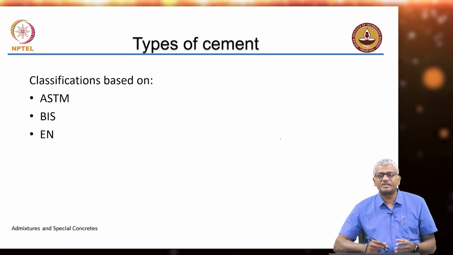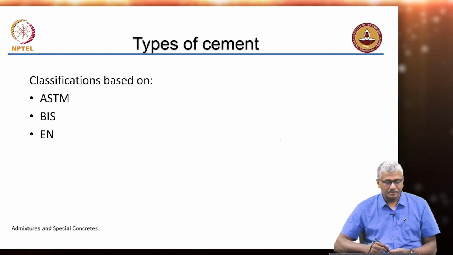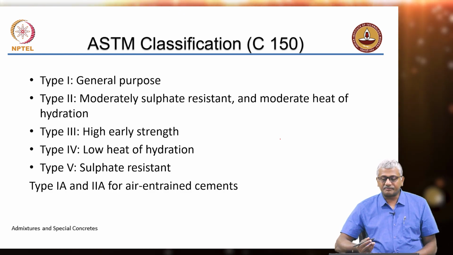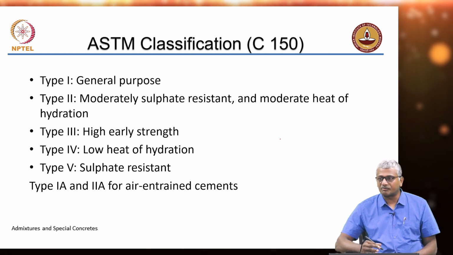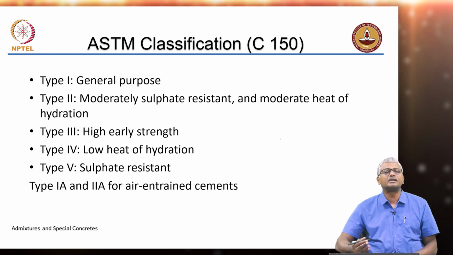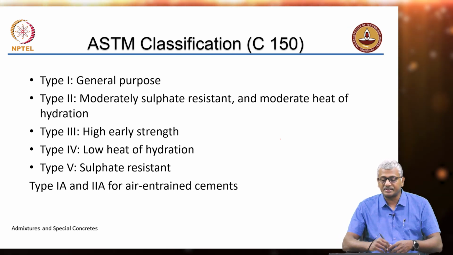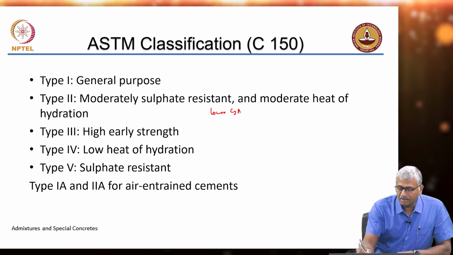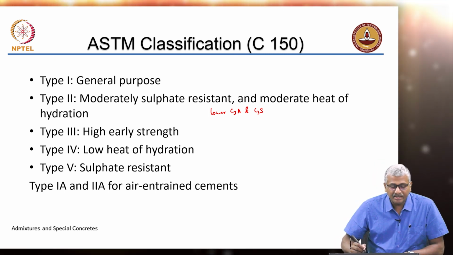So, there are several ways of classifying cements. I am just giving you some principal classifications based on ASTM, Indian standards and European standards. ASTM classifies regular cement, as per the ASTM specification C595, into 5 types. One is general purpose, which in India we call ordinary Portland cement. Then type 2 is moderately sulfate resistant and moderate heat of hydration. Essentially, this means lower C3A and C3S. Then you have type 3, which is high early strength.